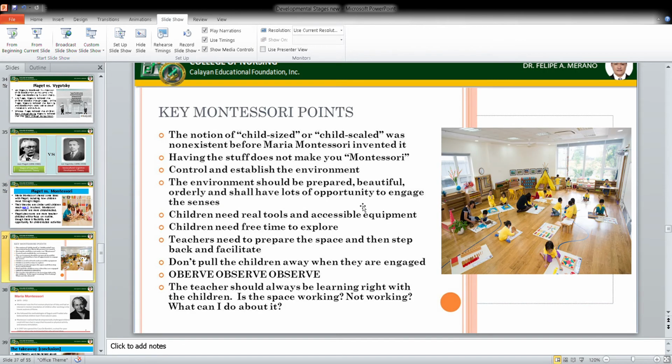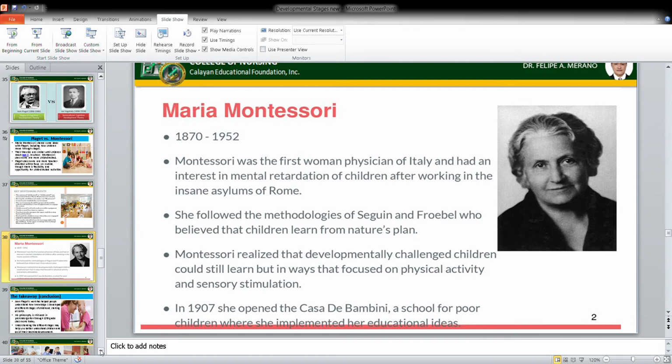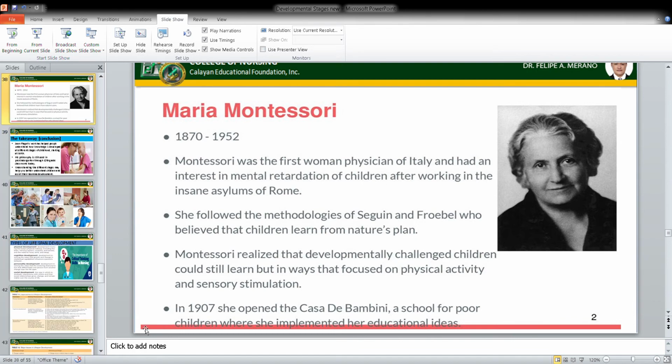Here are the key points for Montessori. You can read all these things. That would be your assignment. And here is the background of Maria Montessori. She is a physician who conducted a study in Italy, studying children and their nature.